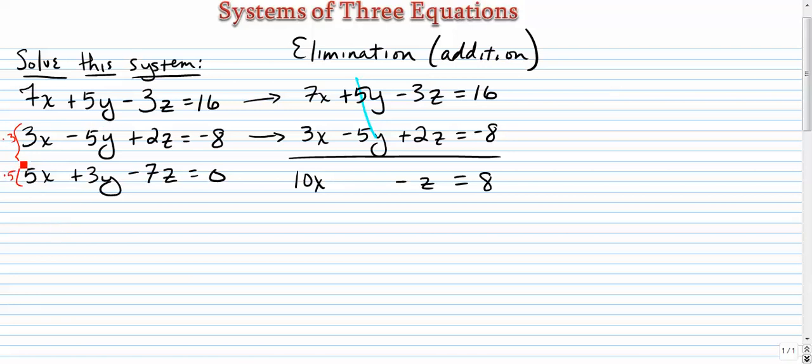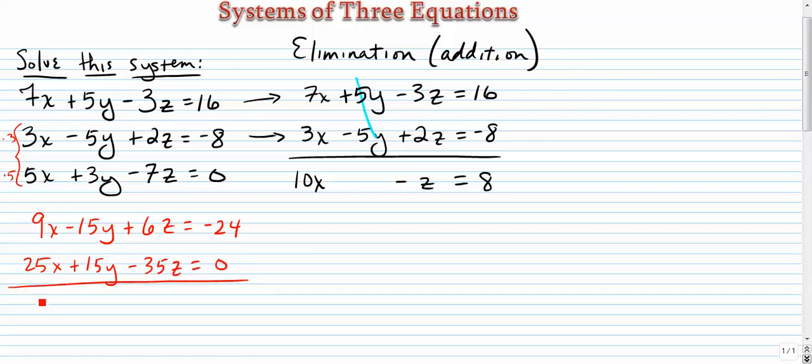So here we go. I'm multiplying the top equation, all four terms, by 3. I get 9x minus 15y plus 6z is negative 24. The whole bottom equation by 5: 25x plus 15y minus 35z equals 0. And add those together. Those things are opposites of one another, which means they cancel out. So I've got positive 6z minus 35z. That's going to be negative 29z.